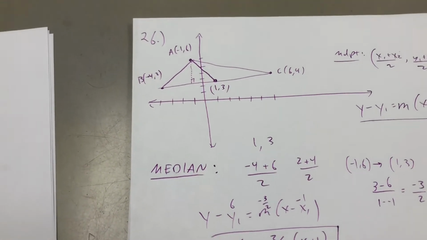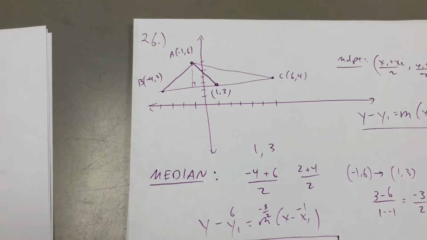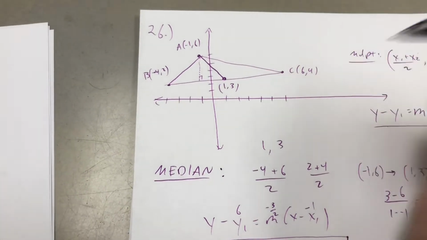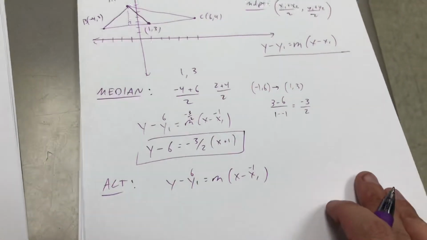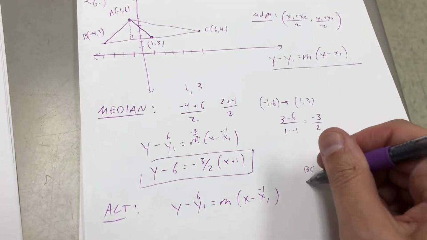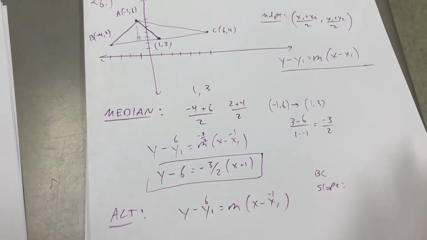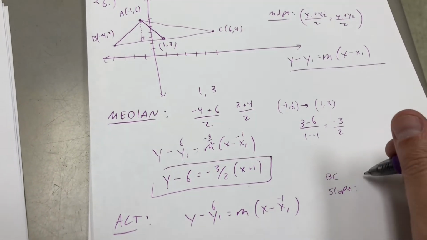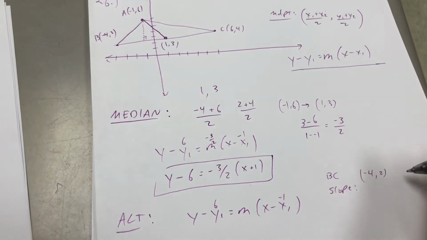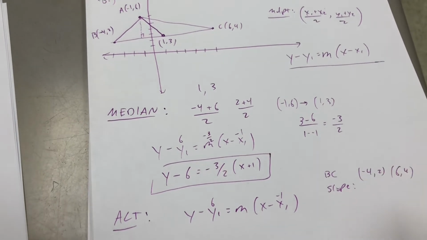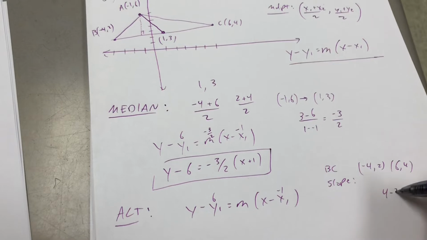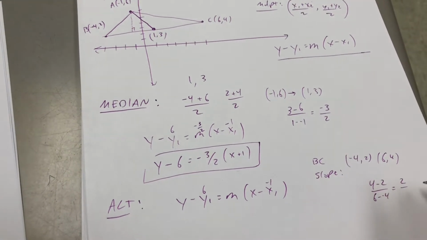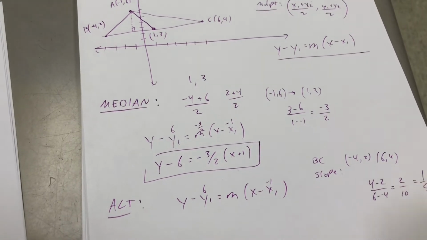Remember that the slope of the altitude is, this line is perpendicular to the base, so it's the opposite reciprocal slope of the base. So I can find the BC slope, that's the base, and I can take the opposite reciprocal, and that's going to give me the slope of the perpendicular. So we're going between the point B is (-4, 2), and C is (6, 4), okay? y2 minus y1, that would be 4 minus 2. x2 minus x1, that's 6 minus -4. It ends up being 2 over 10, which is 1/5, okay?